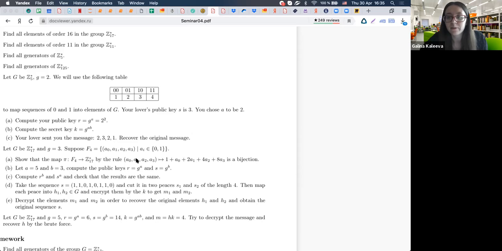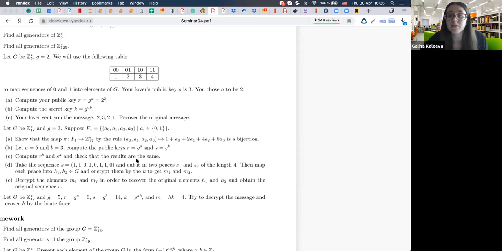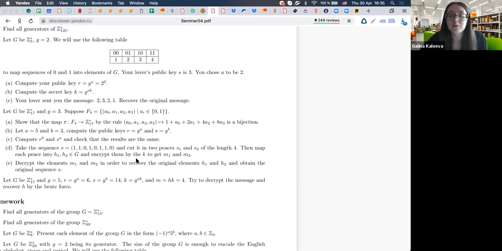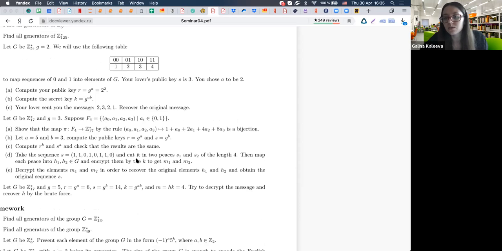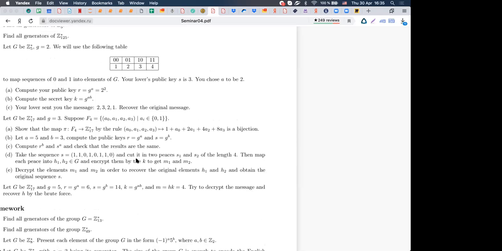We take the first 4 digits from the original message, find the element in our group, knowing these 4 binary elements, and then we act as usual, using our procedure of coding and decoding. Okay, my question is where our H.